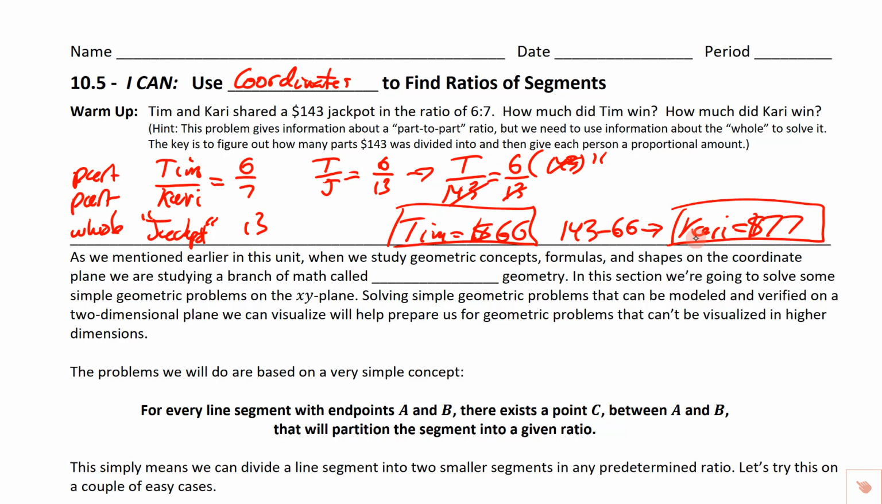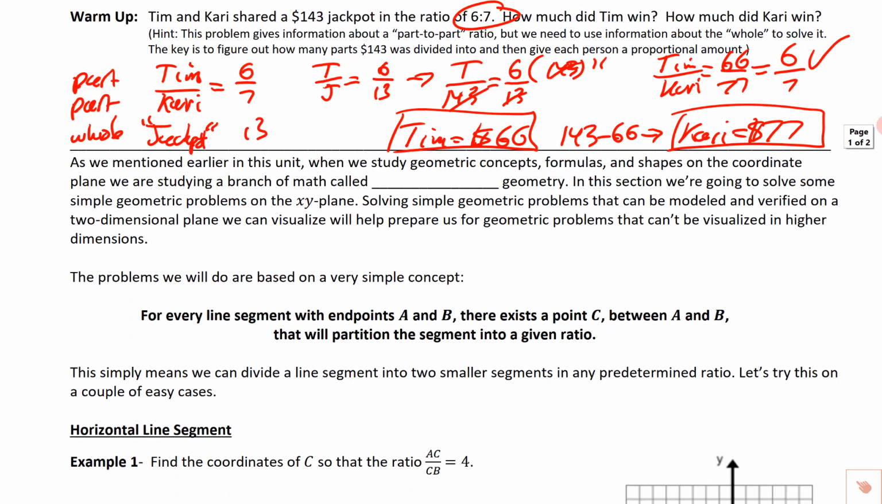Yes. We have. Let's go back and make sure, because they told us that Tim to Carrie was a specific ratio. Let's take the actual dollar amounts. 66 for Tim, 77 for Carrie, and if you reduce that, you get 6:7. Does that match up with this right here? Yes, sir, it does. Okay. So the key to this is figuring out what the whole is, and then we can match that up with the real life information. In this case, it was about the jackpot. Any questions there?